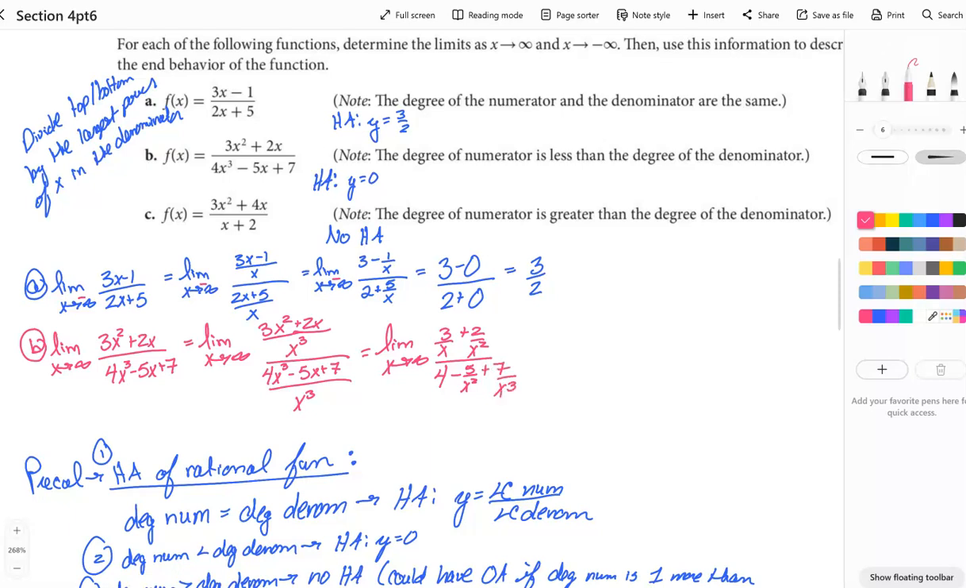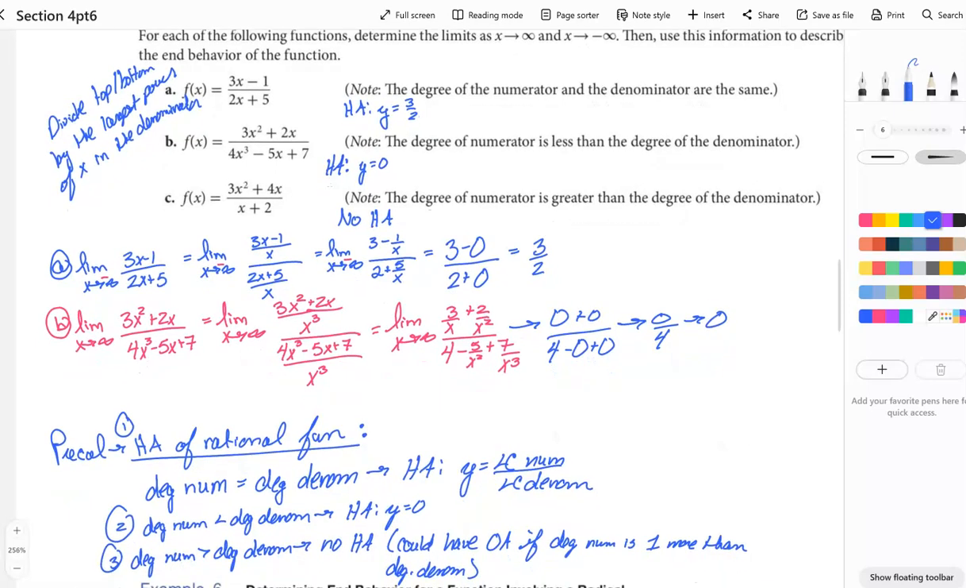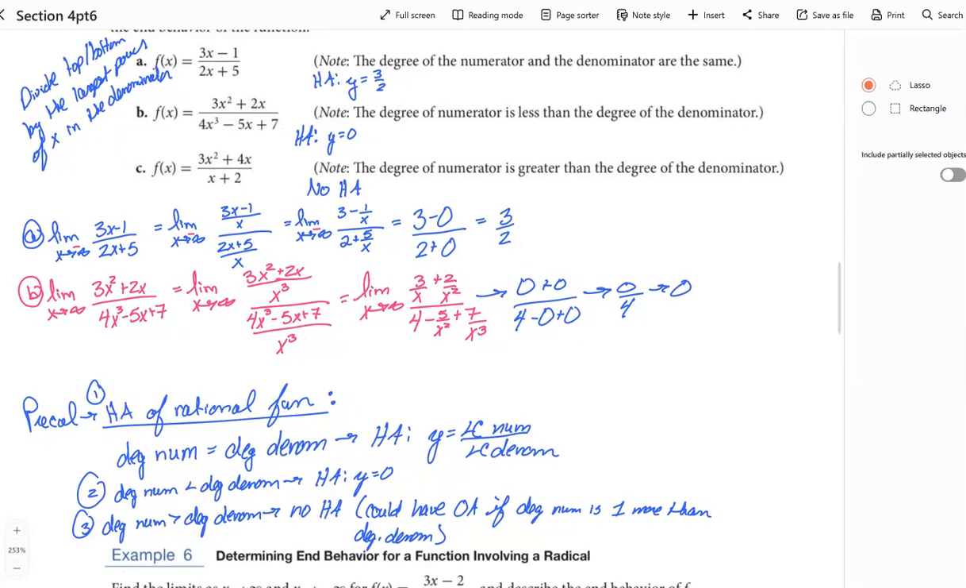So let's think about what's happening here. As x gets larger and larger, this is going to 0, this is going to 0, this is going to 4, and then these two are going to 0. So I've got this heading to 0 over 4, which is heading to 0. So that's why that horizontal asymptote is going to be 0. And then let's look at part C.